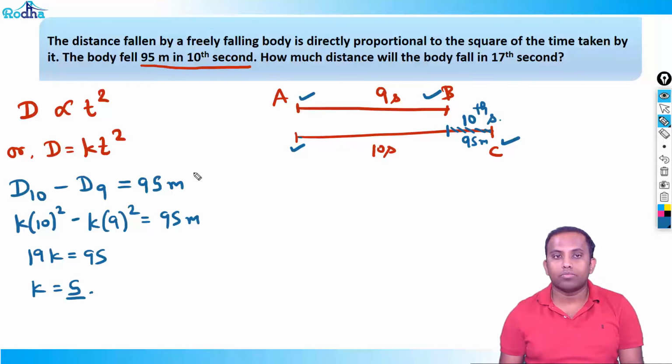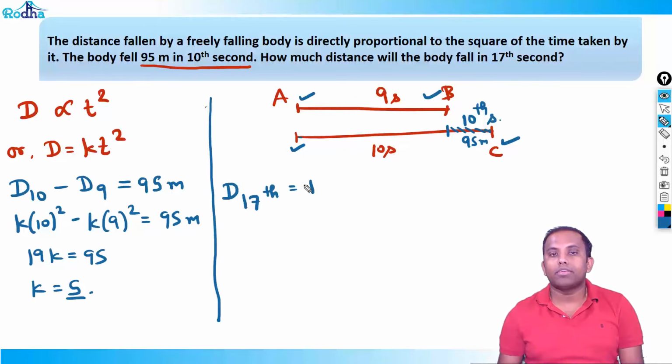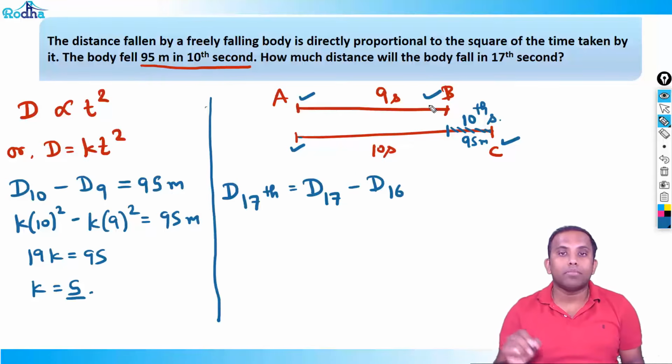Okay, now the question is, find the distance traveled by the body in the 17th second. So again, how to calculate the 17th? The distance traveled in the 17th second will be the distance traveled in 17 seconds minus the distance traveled in 16 seconds. Again, the same way we calculated the 10th second: 10th second means 10 minus 9, so 17th second means 17 minus 16.